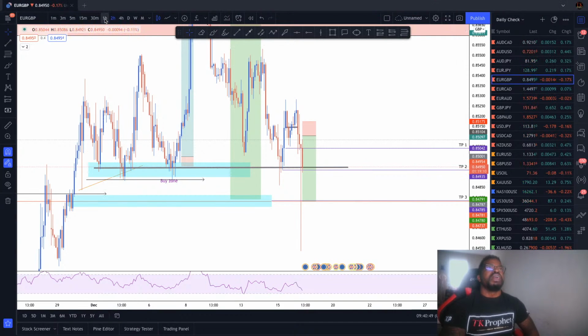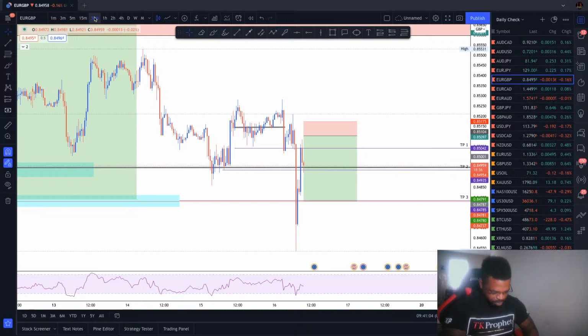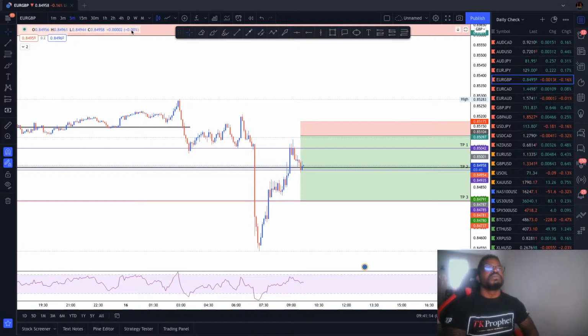So we entered the Euro pound last night. TP1 got hit. Then price pulled back to test this level right above our stop loss, and now it's heading back down. Alright, so let me try to catch this move back down.